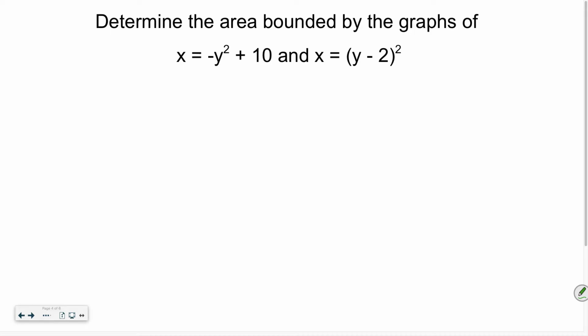All right, I want to make sure that we can come up with these graphs. It's been a while since you've really had to graph horizontally opening parabolas, so write these down and then we need to remember how to get these graphs.